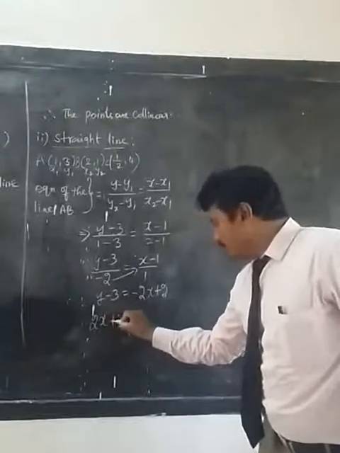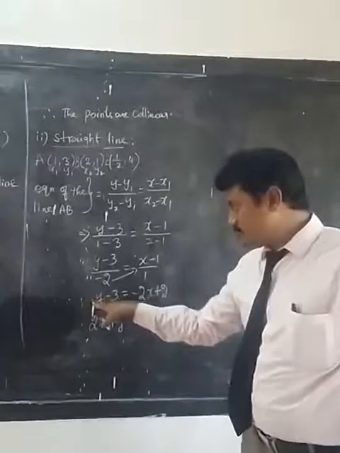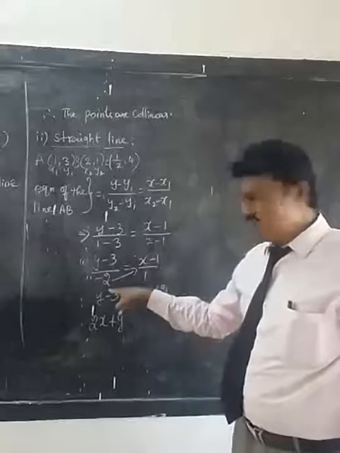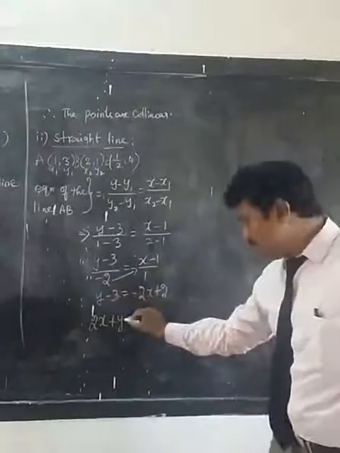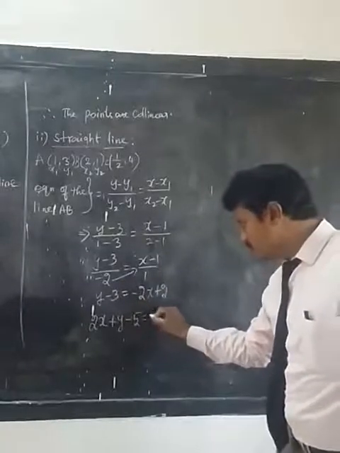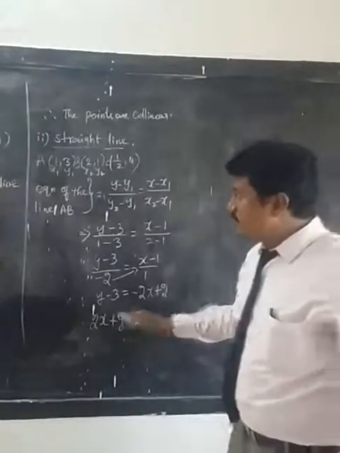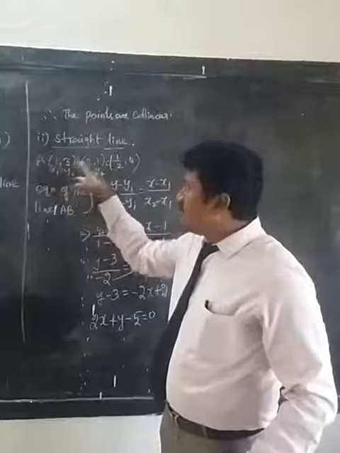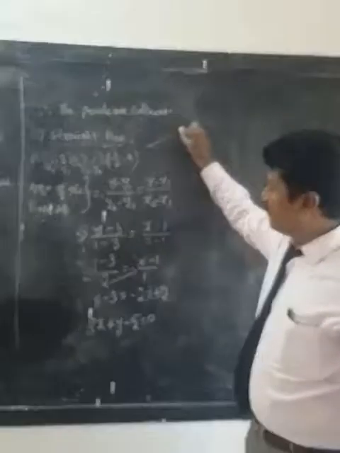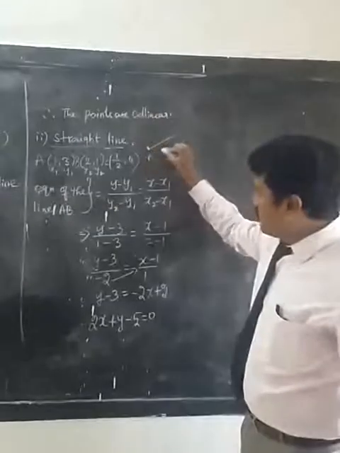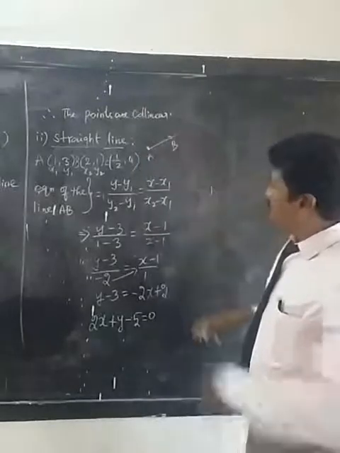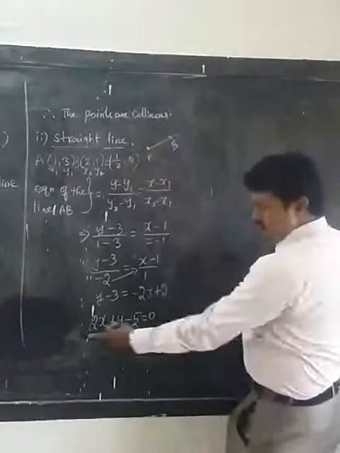2x plus y. Bringing 2 to the other side becomes minus 2. So already minus 3 is there, so minus 5 is equal to 0. What is this actually? This is nothing but the equation of the straight line which passes through the points a comma b. For example, if this is a and if this is b, the straight line equation is this.